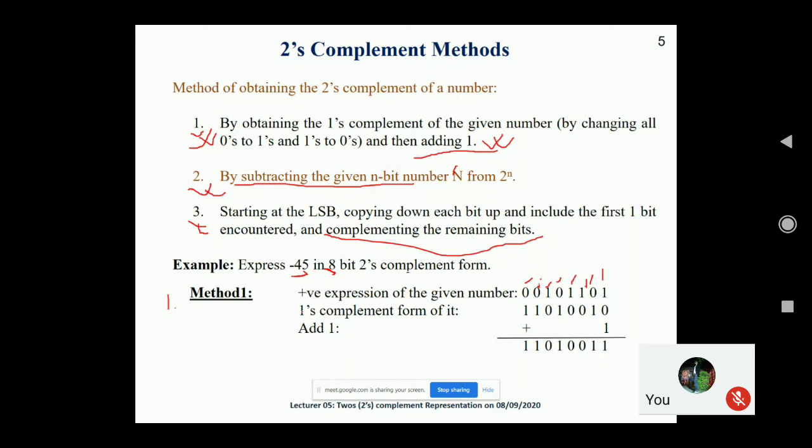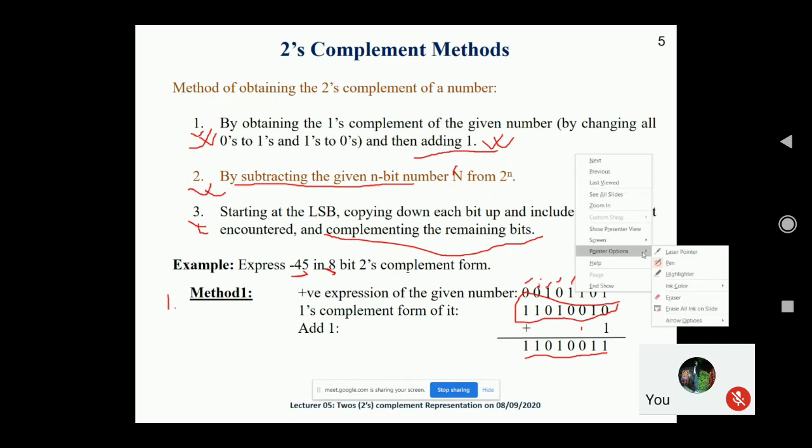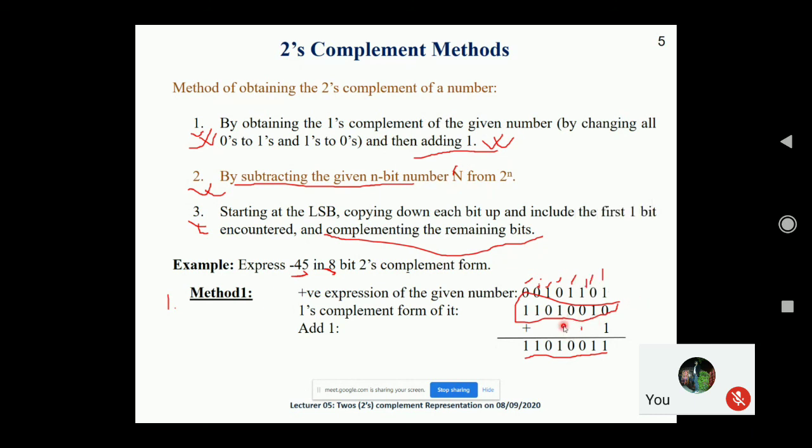Now according to the ones complement, we convert to the ones complement form. That means 0 goes to 1, and 1 goes to 0. After that, the next step of the twos complement is adding 1. When we add 1, we get 1, 1, 0, 1, 0, 0, 1, 1. Because 0 plus 1 is 1, and the rest carry through as shown.